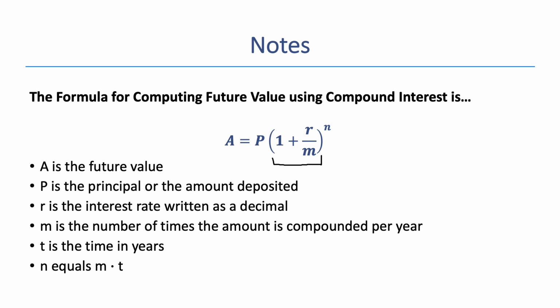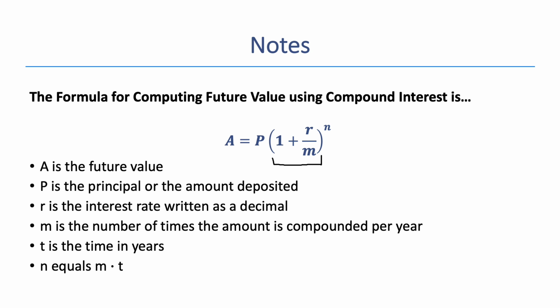For this formula, A equals the future value, P is the principal or the amount deposited, R is the interest rate written as a decimal, M is the number of times the amount is compounded per year, T is the time in years, and N equals M times T.